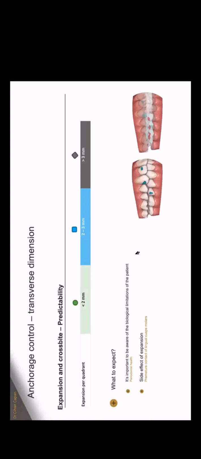So what are advanced cases for Invisalign, in the prescription form? If we have less than 2 millimeters of expansion per quadrant, it's an easy case. If we have between 2 to 3 millimeters of expansion per quadrant, it's moderate. And if we have more than 3 millimeters, then it's called an advanced case for Invisalign treatment.